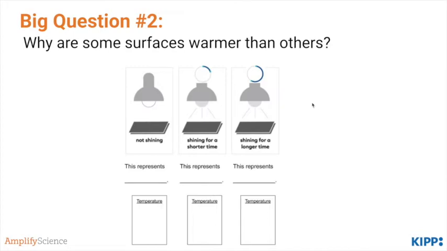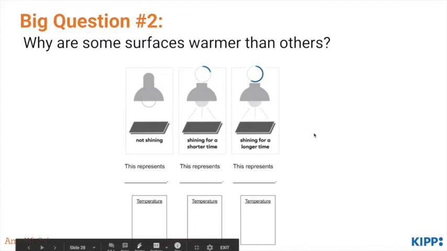We do this by setting up lamps that are not shining, that are shining for a short amount of time, and that are shining for a longer amount of time on a surface with a thermometer underneath. Students determine that the longer an object is under the lamp or in the sunlight, the higher the temperature.